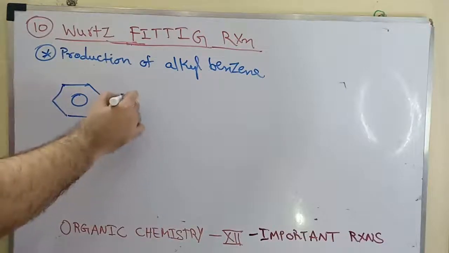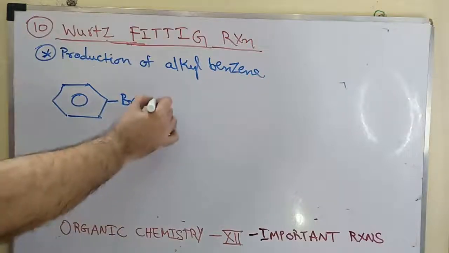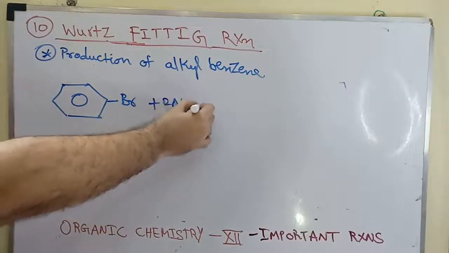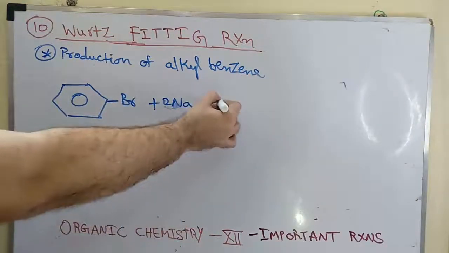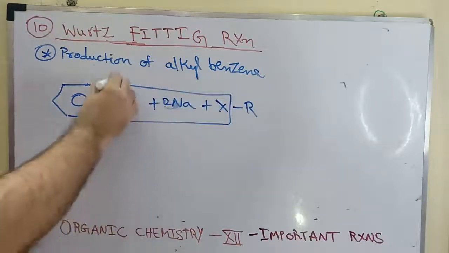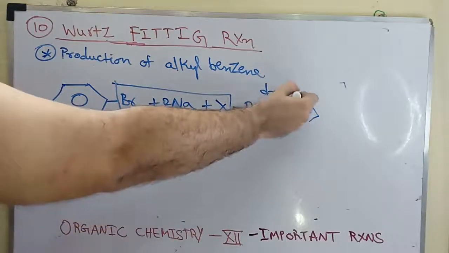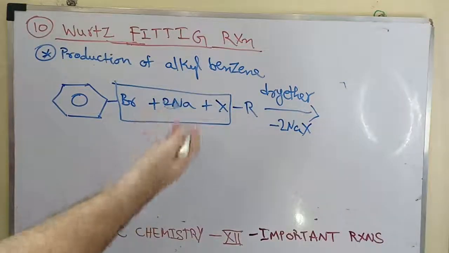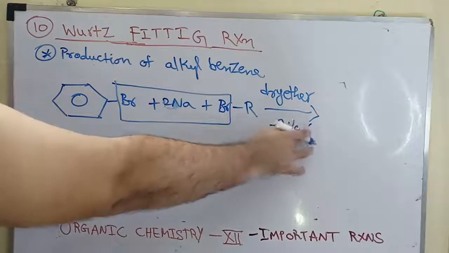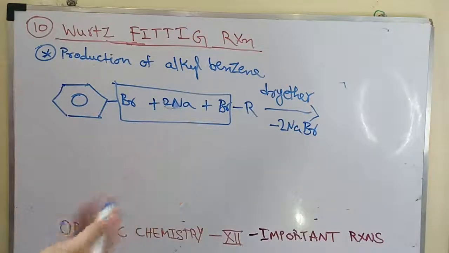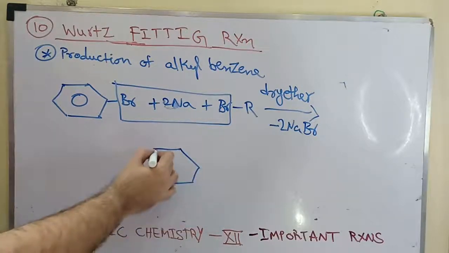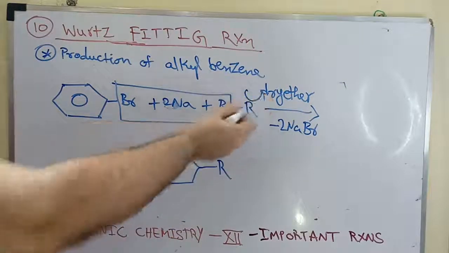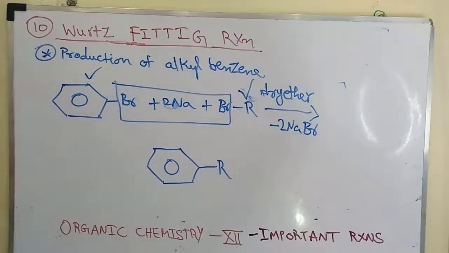So in this one, I have bromobenzene and we treat with sodium, of course 2 sodium, and I have something like RX, I'll write XR. Similar to that, we have dry ether on the arrow. All these things will go, minus 2NaX or NaBr, whichever way you like. So X is Br, that's what I wish to tell. The ultimate substitution is this R and the benzene, this one with this one, you have to join. That's it. That's the Wurtz-Fittig reaction, the same kind of stuff as we did for the Wurtz reaction.